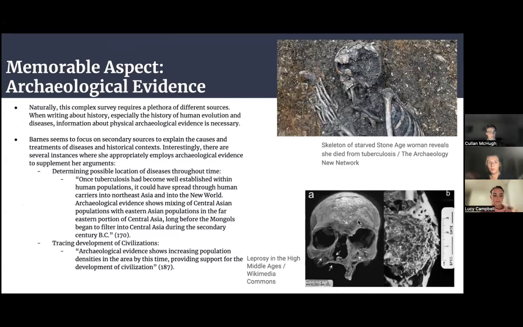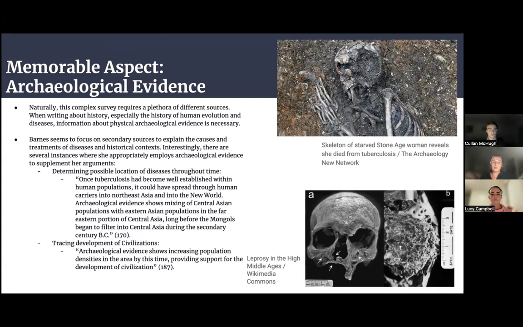So, one of the memorable aspects from this book for me has to be Dr. Barnes's use of archaeological evidence. This is a complex survey of medical history, which requires a lot of different sources. When you're writing about history, especially history of human evolution and the diseases, historical information from literary sources is necessary, but it is just as important, if not more important, to understand the physical archaeological evidence, where Dr. Barnes has a supreme skill as her experience as an archaeologist.